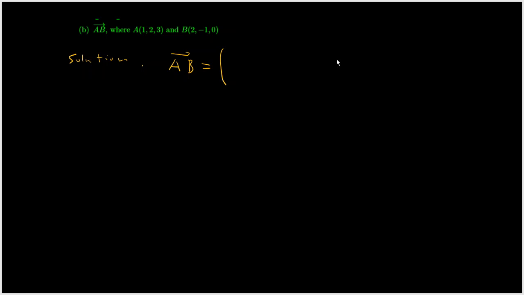The first component is computed using the difference between 2 x coordinates. The x coordinate of B minus the x coordinate of A, right? I will do that in some more detail. Okay. The first component is coming from 2 minus 1. The second component is coming from -1 minus 2, right? The third component is coming from 0 minus 3. Again, it's the difference between the components of the terminal point and the initial point.